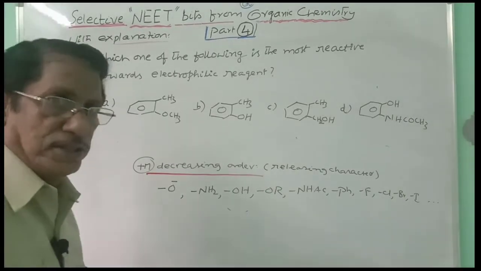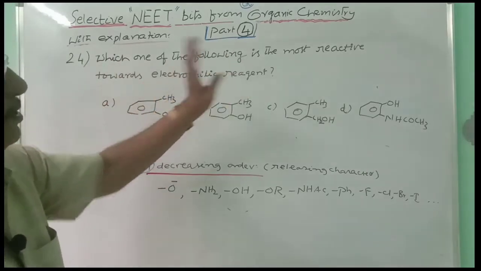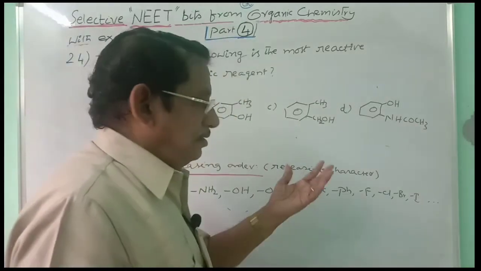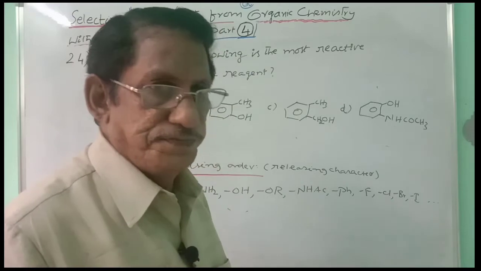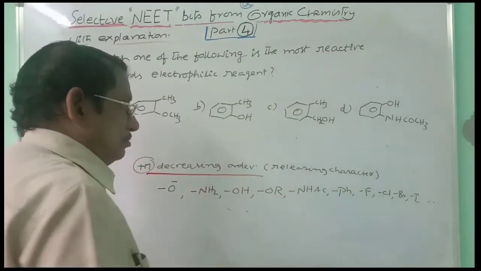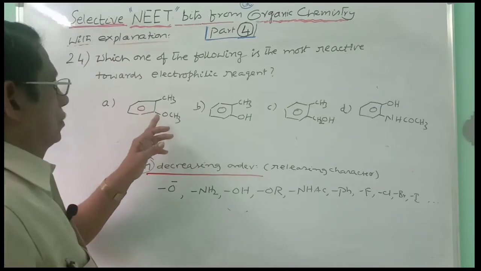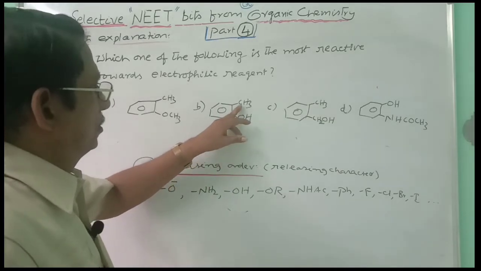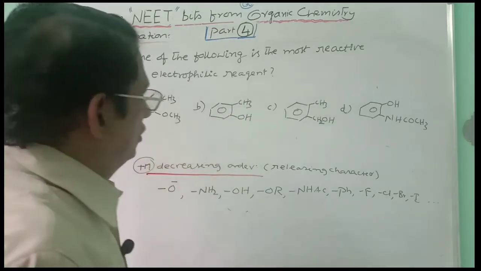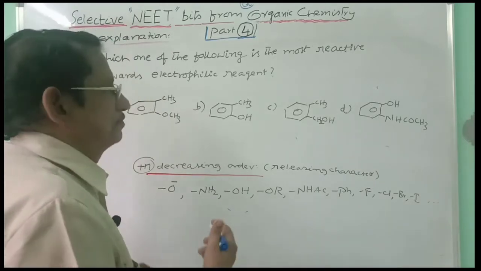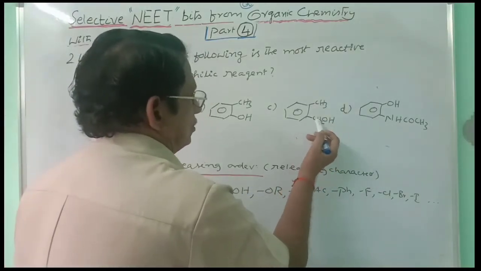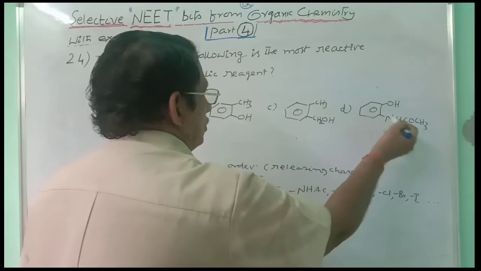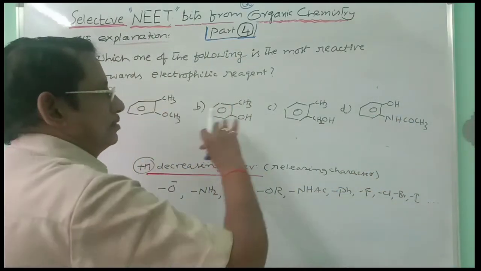Next one, 24th bit. Which one of the following is the most reactive towards electrophilic reagents? Which of the following undergoes electrophilic substitution more easily? Four compounds are given. Ortho-methoxytoluene, ortho-methylphenol, that is ortho-hydroxytoluene, then hydroxymethyltoluene, and this is the NHCOCH3 compound, ortho-acetanilide. These are the compounds given.